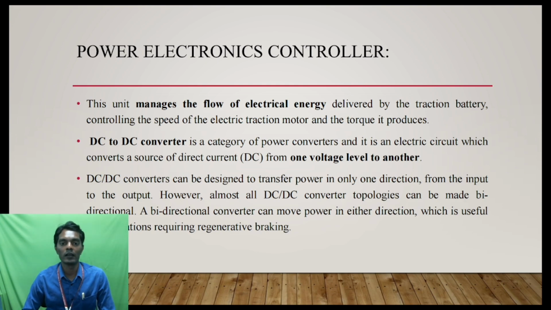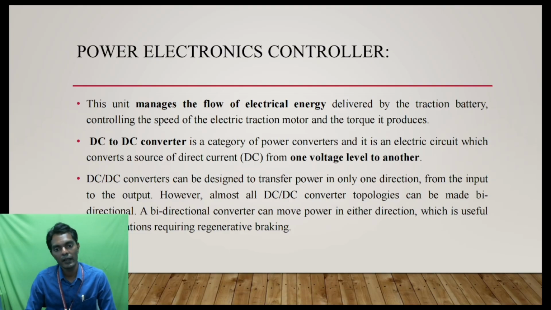Then a DC to DC converter is a category of power converters, an electrical circuit which converts a source of direct current from one level to another. So the DC-DC converter is again a converter: input is DC, output is DC. For example, my battery is 50 volts, but my controller needs 110 volts. Then I have to increase my voltage from 50 to 110. So here we need a step up converter, that is a boost converter. To go from one voltage level to another, we need a DC-DC converter.